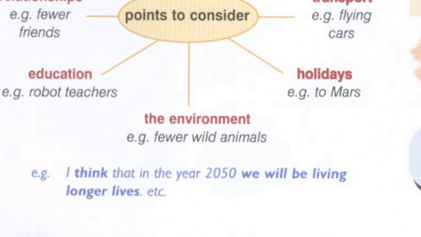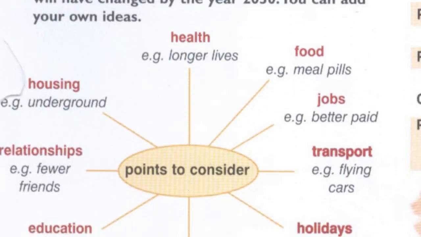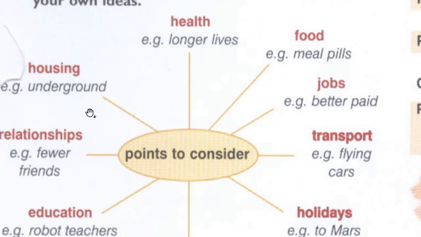We look at example as well. Look at here. I think that in the year 2050 we will be living longer lives. We will be living longer lives. Okay. Go for example here.